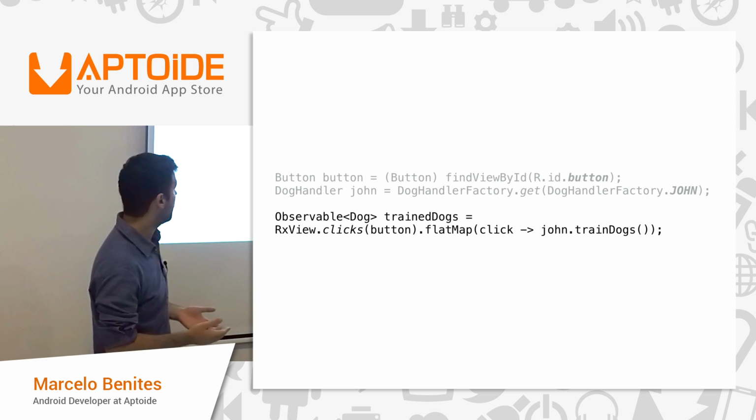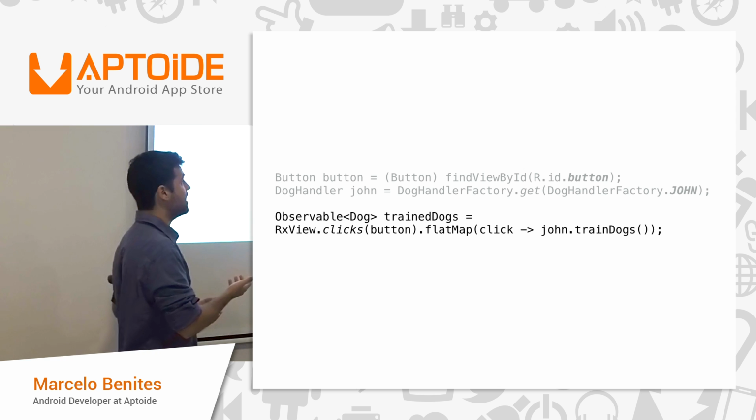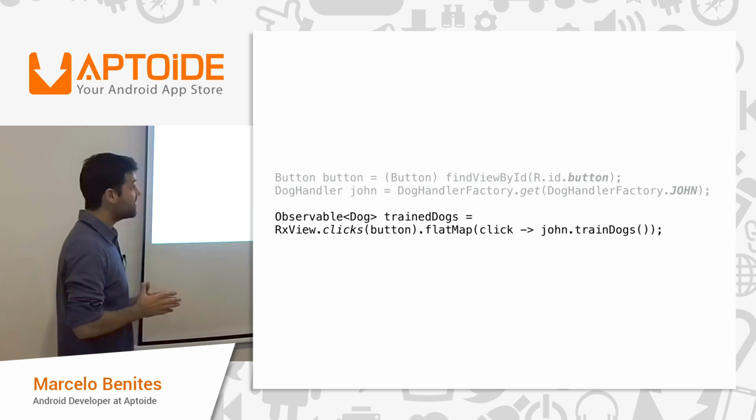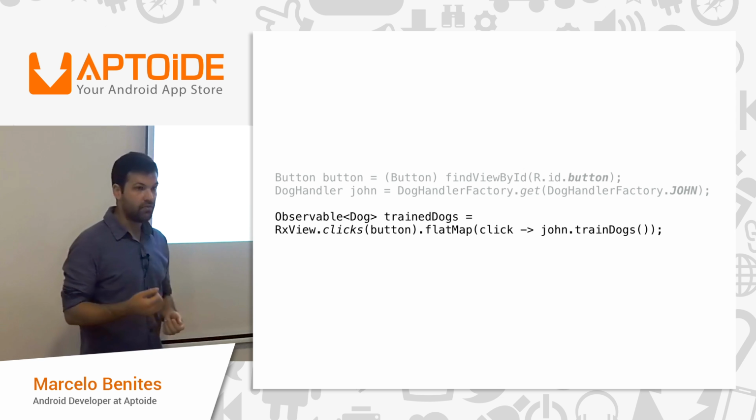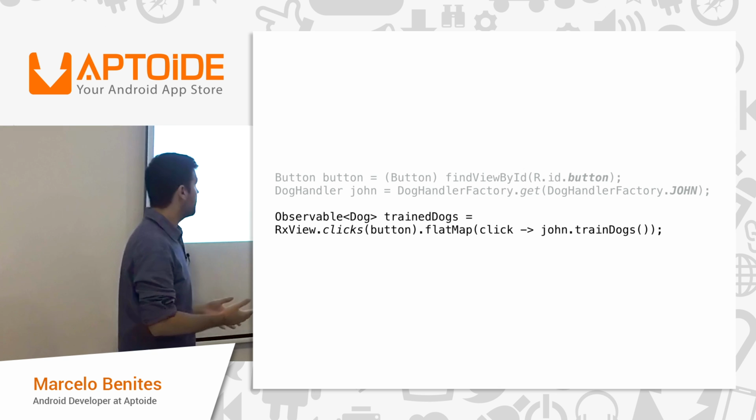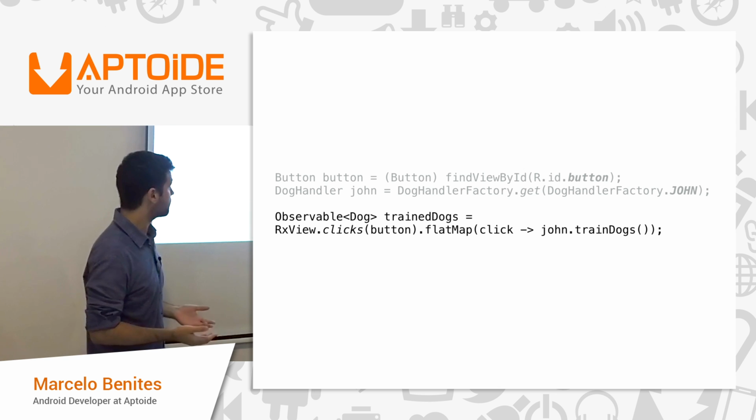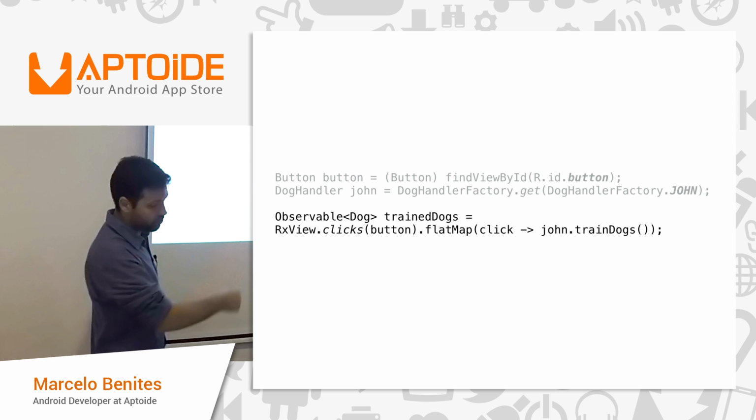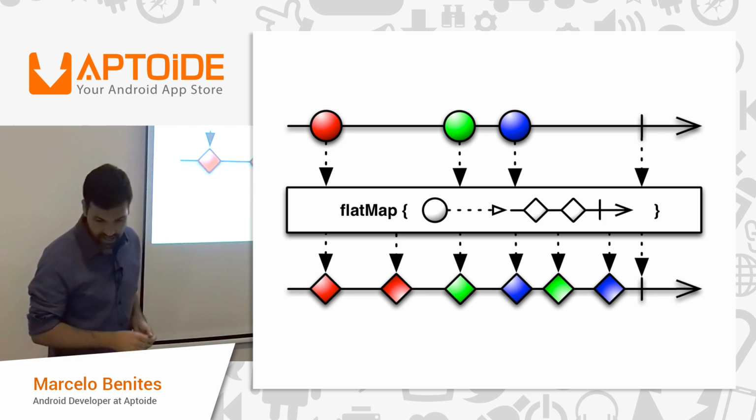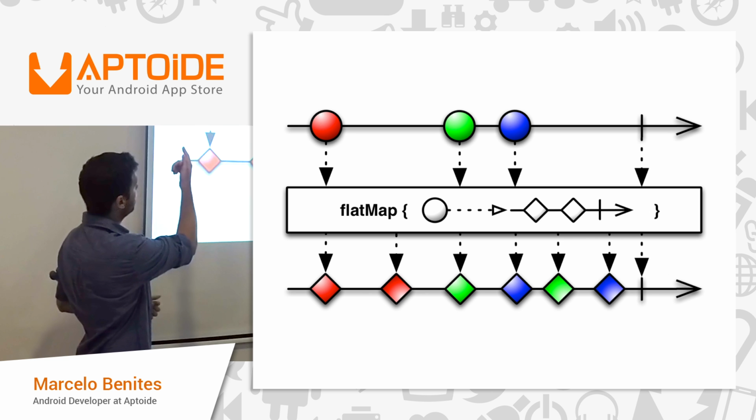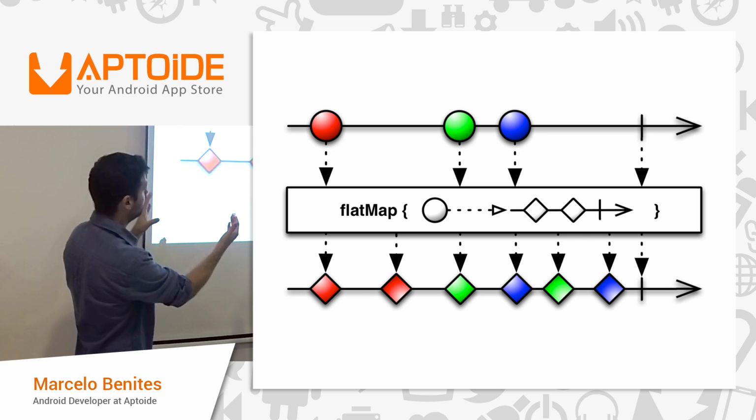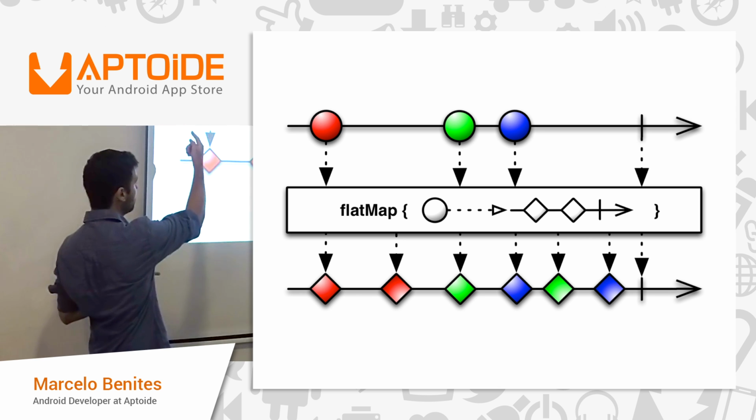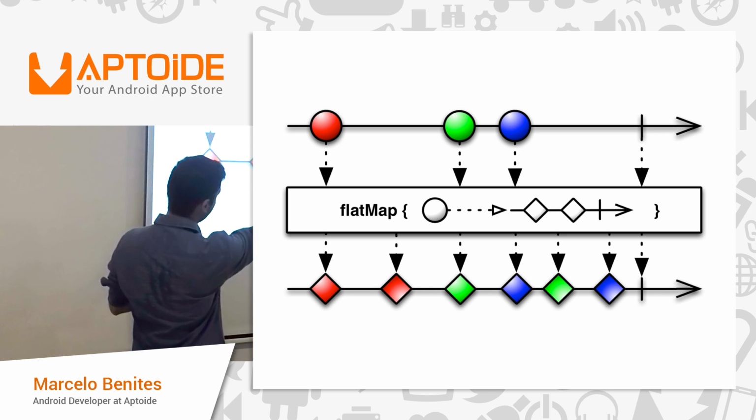So what we're going to do is get these clicks and flat map them into trained dogs. This is kind of complicated, and if you can understand the difference between map and flat map, you are in a good stage in RxJava. So here a click will turn into trained dogs. How is that? Every time a click occurs, that's the circle, it will return an observable of trained dogs, and then emit the items of this observable. So every time a click occurs, trained dogs are emitted.